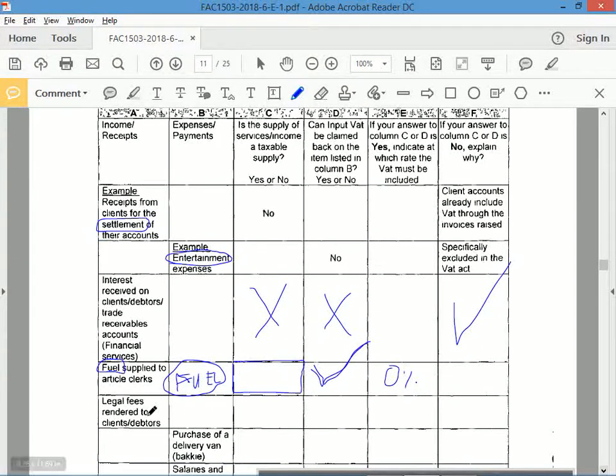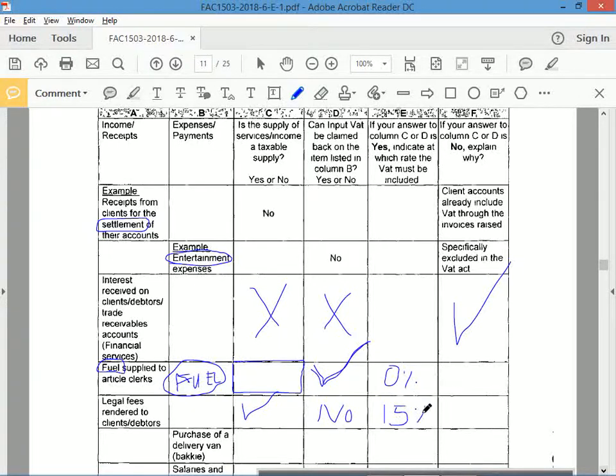Okay, legal fees rendered to a client. VAT is levied on goods and services. So if you're rendering a service to a client and you're a registered VAT vendor, you would have to collect 15% VAT on those services that you're providing them with. Is this supply of a taxable supply? Definitely, so tick that one, yes. Can input VAT be claimed back? There wouldn't be input VAT here, it would be output VAT. So I would say no for that one. I would say 15% for this.